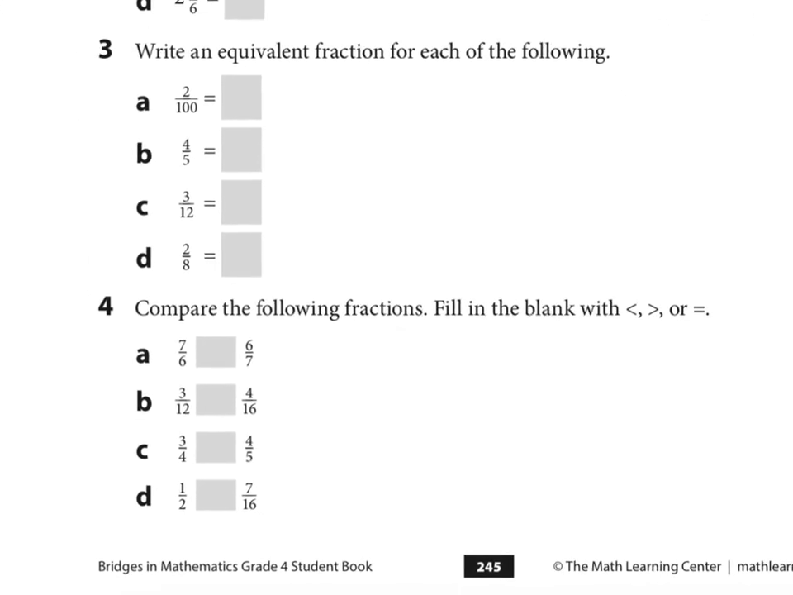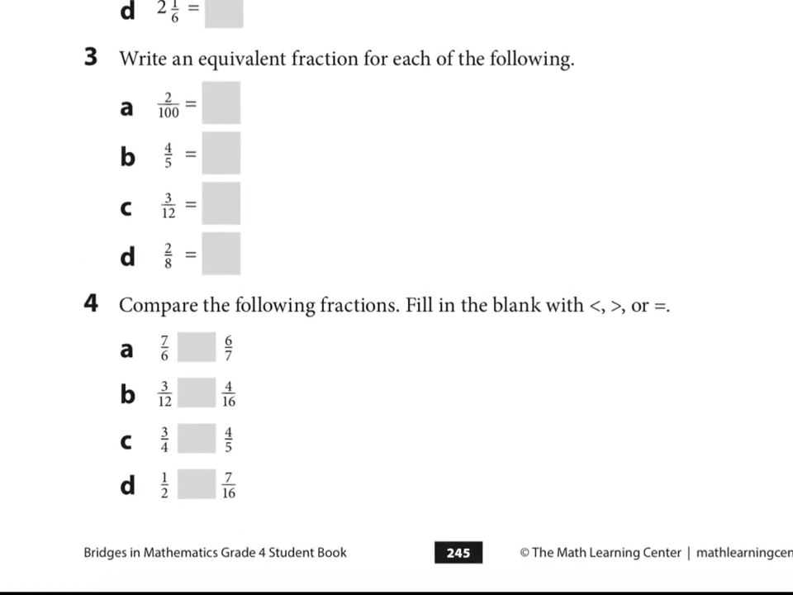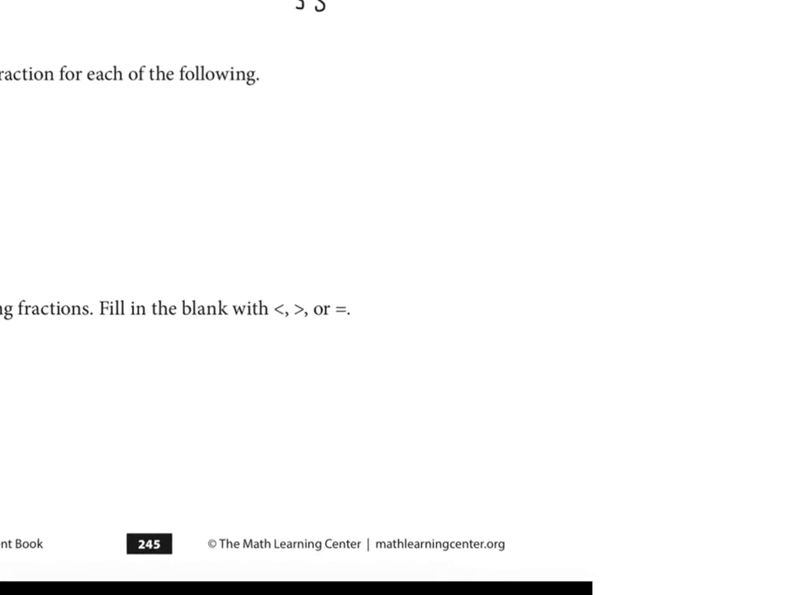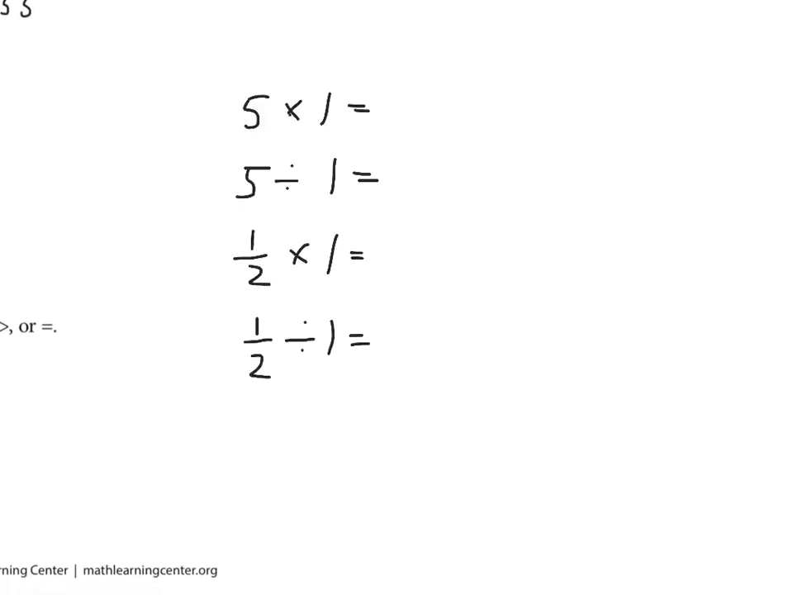And now we're doing some equivalent fractions. So quickly, it's been a while, but let's do a little review here. Let's all agree that multiplying by 1 or dividing by 1 will give you the same number. So 5 times 1 is 5. 5 divided by 1 is 5. It's the same for fractions. 1/2 times 1 is 1/2. 1/2 divided by 1 is 1/2. This is true no matter what.